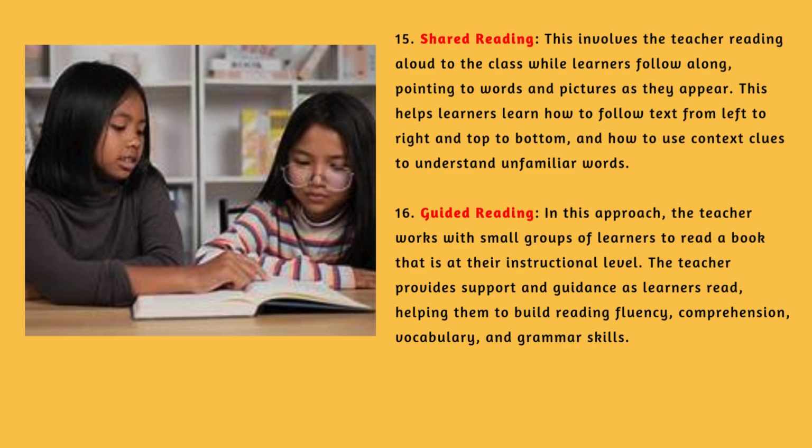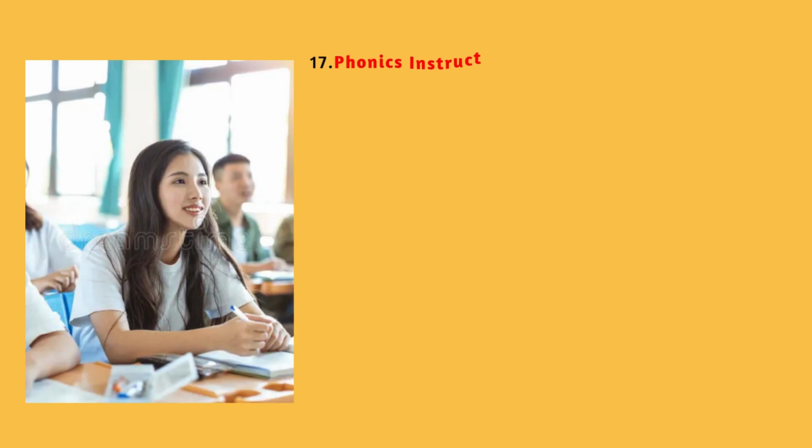This helps learners learn how to follow text from left to right, up from top to bottom, and use context clues to understand unfamiliar words. Number 16, guided reading. In this approach, the teacher works with small groups and reads a material that is at their instructional level. The teacher then provides support and guidance as learners read, helping them to build reading fluency, comprehension, vocabulary, and grammar skills. Number 17, phonics instruction.